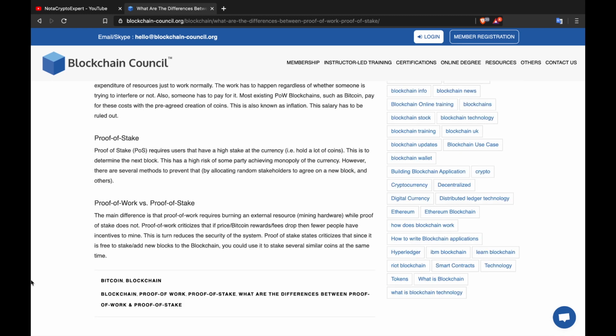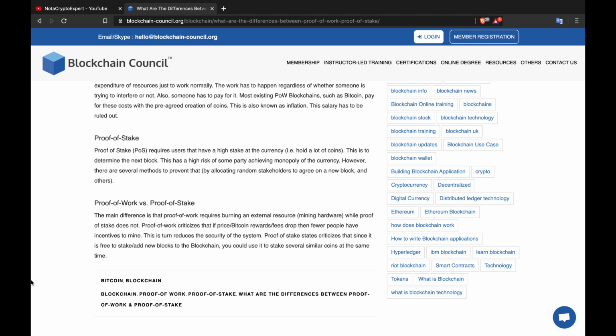Proof of stake requires a high stake in the currency, i.e. holding a lot of coins, to determine the next block. This has a high risk of some party achieving a monopoly of the currency. However, there are several methods to prevent that, by allocating random stakeholders to agree on a new block and others.